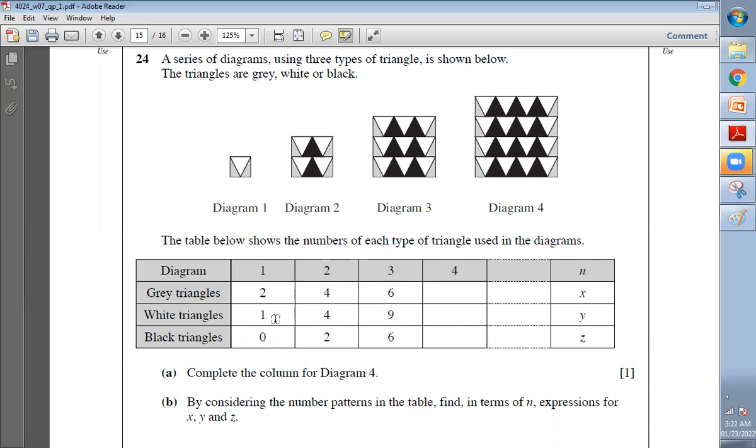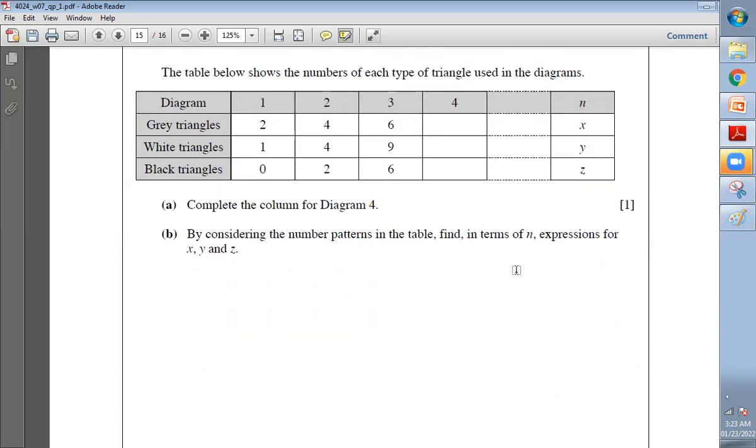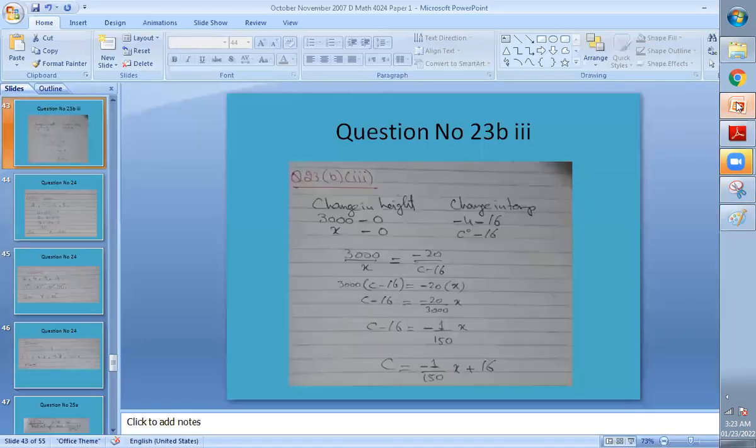And the black triangles are white triangles minus the number of patterns. So you will have 1 minus 1, 0, 4 minus 2 equals 2, 6 minus 3 is 6. So this is 1 square, 2 square, 3 square, so it will be 16, 16 minus 4. You can write here. So he says complete that column of the diagram 4. And so let me show you how this is done. Let me show you, I've done this on a paper.